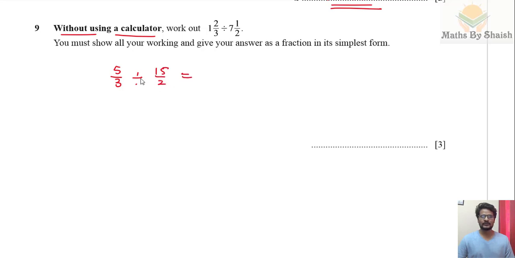So if we convert this division into multiplication, the second number would be reciprocated, and that is 2 by 15 here. 5 3s are, and then we got this as 2 by 9, and that's the simplest form. So the right answer is 2 by 9.